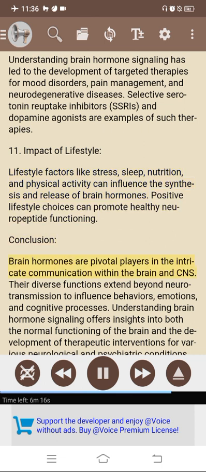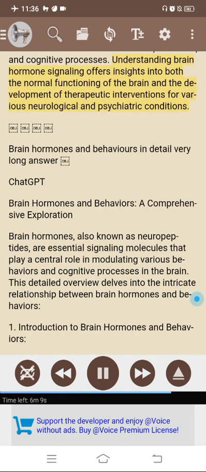Conclusion. Brain hormones are pivotal players in the intricate communication within the brain and CNS. Their diverse functions extend beyond neurotransmission to influence behaviors, emotions, and cognitive processes. Understanding brain hormone signaling offers insights into both the normal functioning of the brain and the development of therapeutic interventions for various neurological and psychiatric conditions.